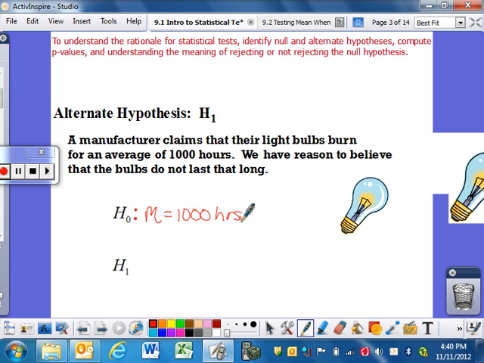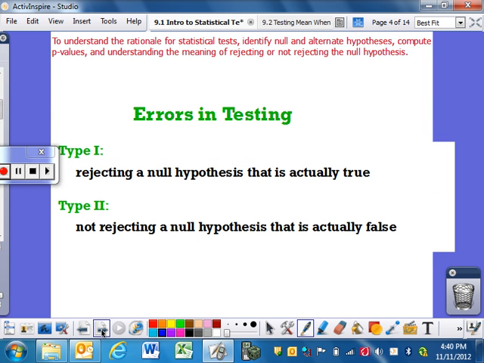That's what they claim. Okay, but we have reason to believe that bulbs just burn out way too fast and do not last that long. If that's our claim, we'll say mu is less than 1,000 hours. Okay, so that's kind of the idea. You take out the number the manufacturer or anyone gives you, and the null will always have an equal sign by it, and then the alternate is going to be the claim we think is happening. We're not positive, we need to do the test, but that's what we think is going to happen.